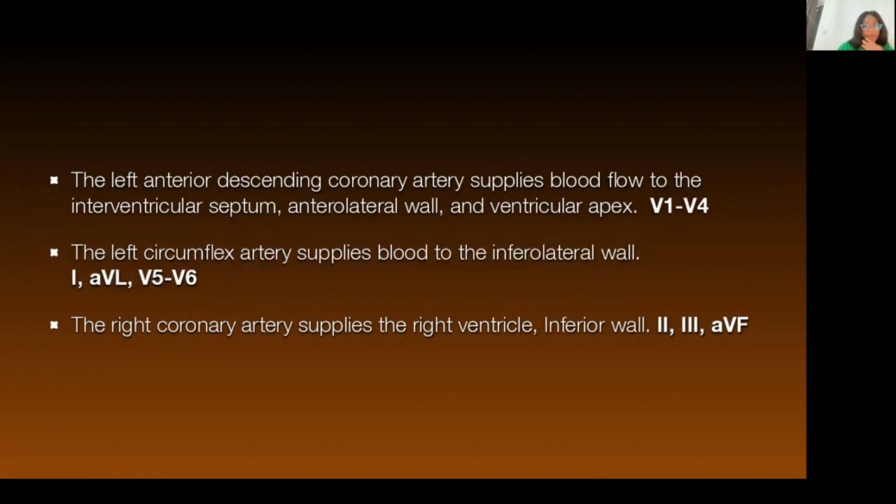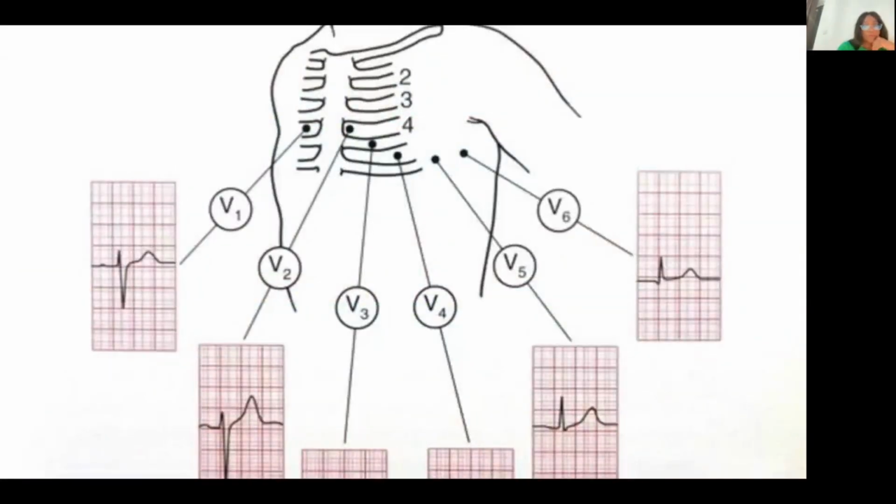So here we have hopefully a good diagram to show their representation. You can see that V1 to V4 are more anterior, okay? Showing that these are your anteroseptal leads. You can see that V4 is more at the apex. And then you have V5 to V6, which are your lateral leads as well. And then you can also see that they are placed laterally, all right?